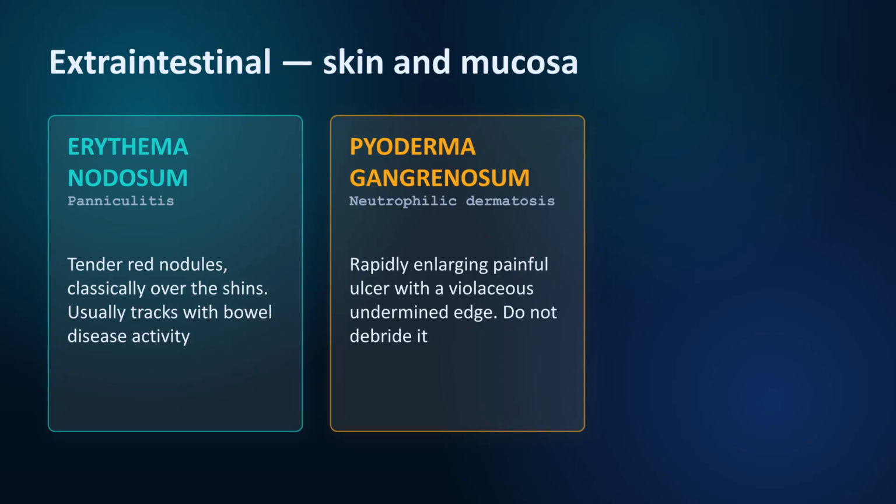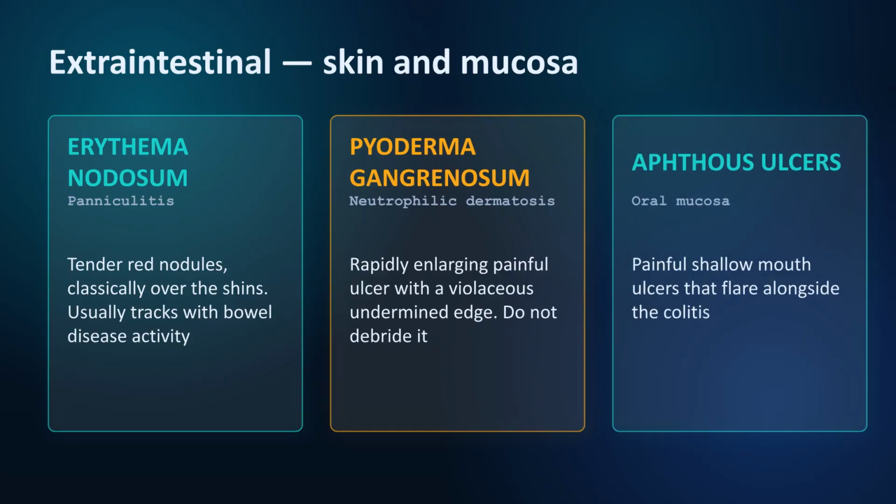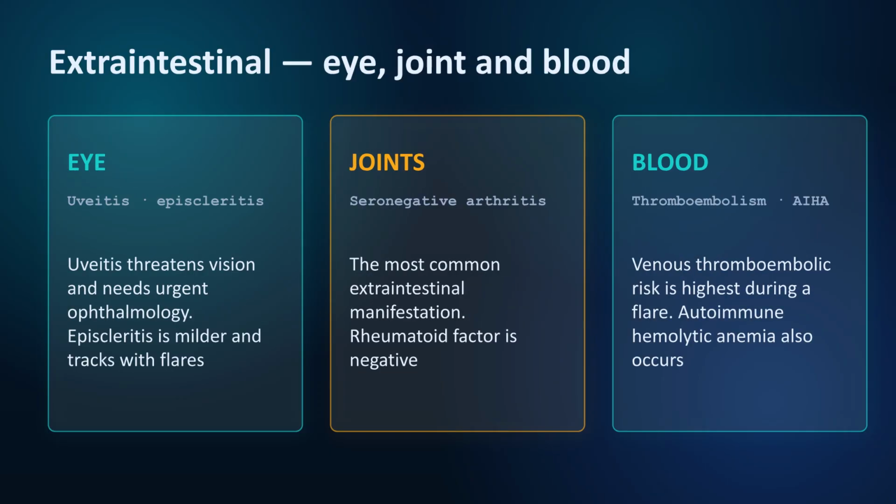Do not debride it. Surgical trauma makes pyoderma gangrenosum worse through a phenomenon called pathergy. And aphthous ulcers are painful shallow mouth ulcers that flare alongside the colitis. Three skin and mucosal findings, all worth recognizing on sight. Ask patients directly about mouth ulcers. They rarely volunteer them. Now the eye, the joints, and the blood.